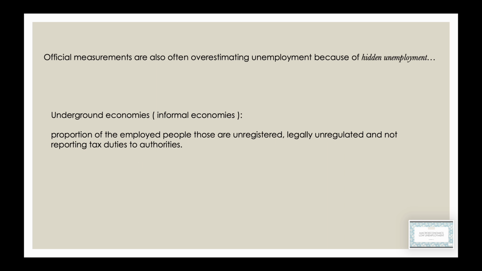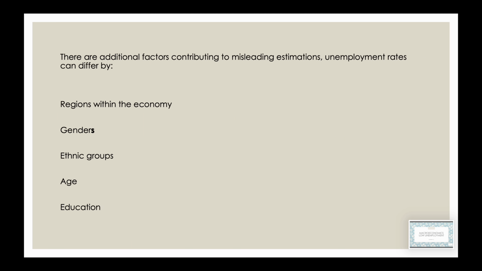There are also official measurements that are overestimating because of hidden unemployment. The only example I can come up with is the underground economies, also called informal economies. Those are the proportion of employed people who are unregistered, legally unregulated, and not reporting tax duties to the authorities. There are additional factors contributing to misleading estimations in unemployment rates, and unemployment can differ by regions within the economy, genders, ethnic groups, ages, and levels of education.